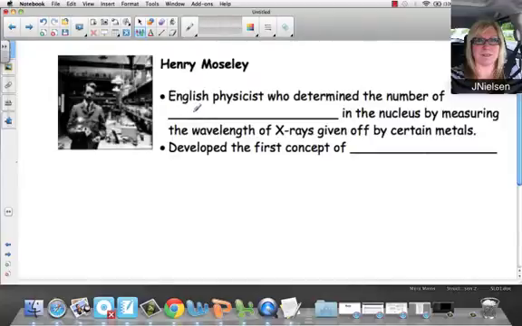He was an English physicist who determined the number of positive charges in the nucleus by measuring the wavelength of X-rays given off by certain metals. And he developed the first concept of atomic number. And that is what we know it as today. Atomic number is how our periodic table is arranged, and it also represents the number of positive charges in the nucleus.